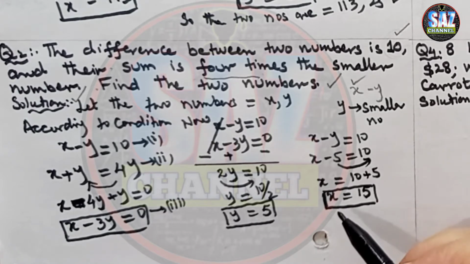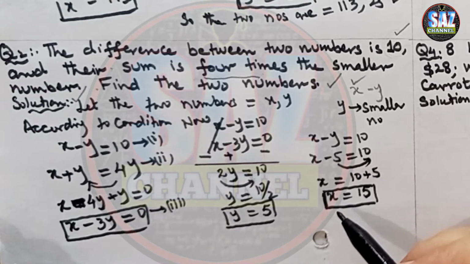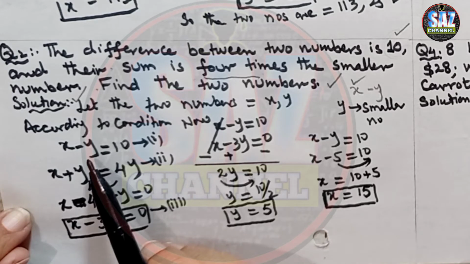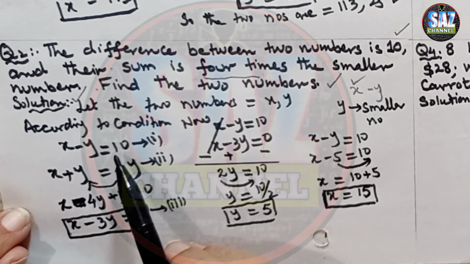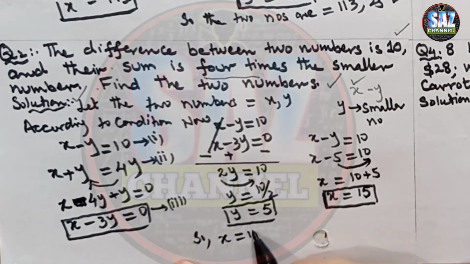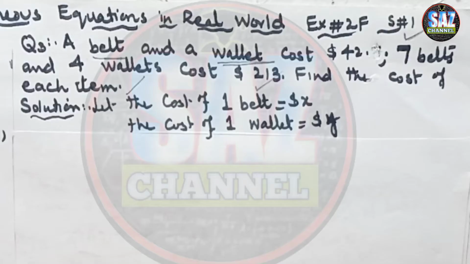If we want to check our answer, we can see that if I'm replacing x by 15 and y by 5, my answer is 10. So my answer is correct. So the unknowns of this question are x equals 15 and y equals 5. I hope you are clear about this question. Let's move to question number 3 of the exercise.